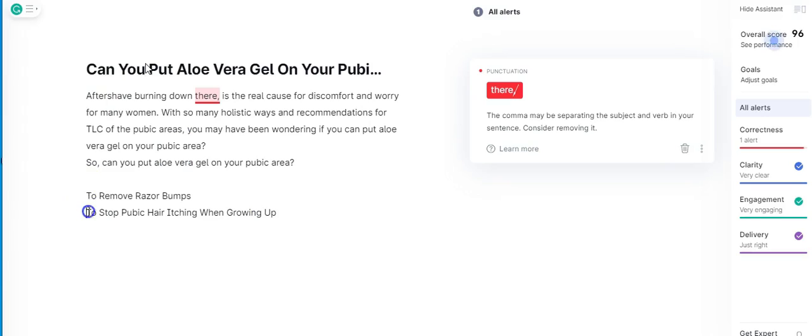So this is the process. I want you to just stay with me and have a look at the process, the way how I do it. All right.